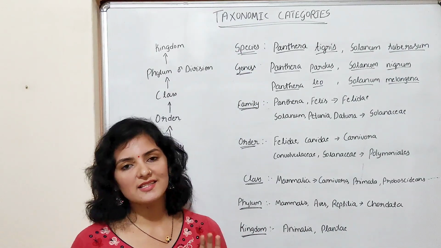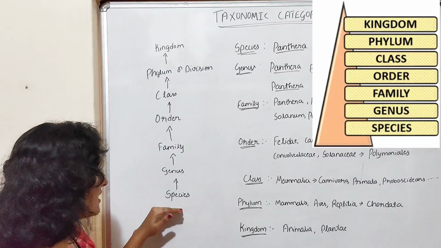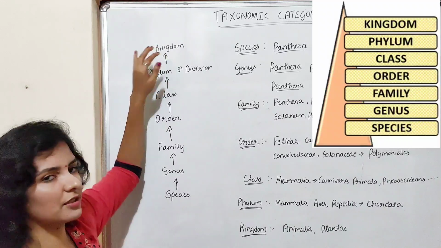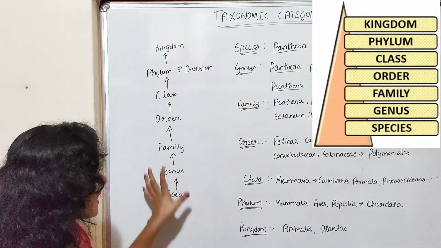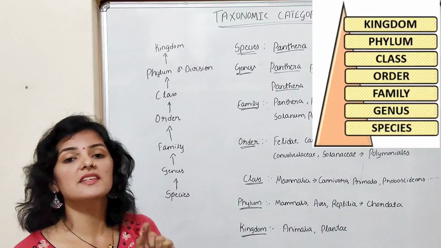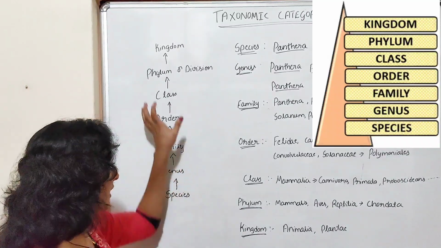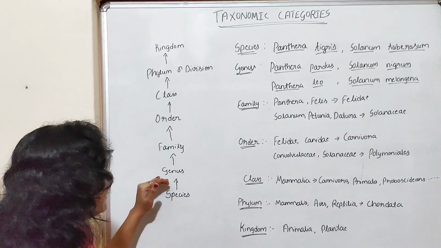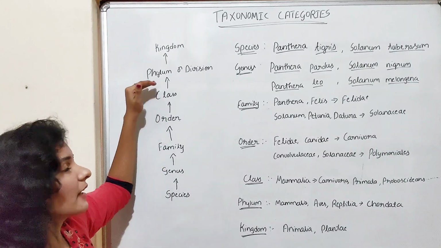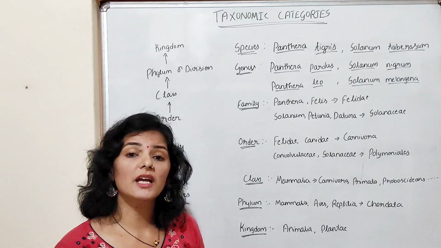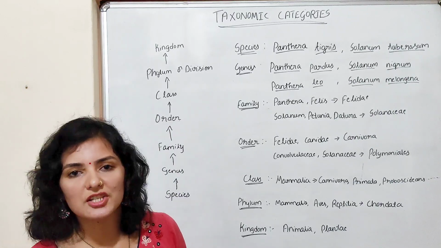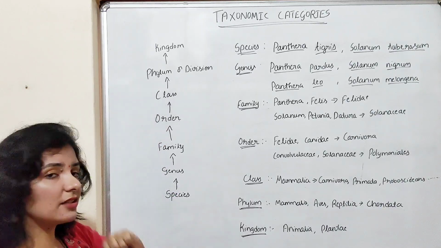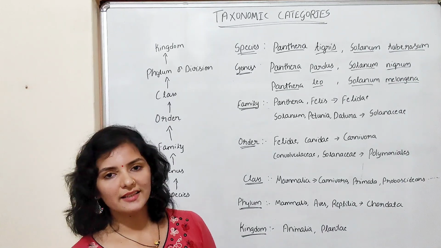And you all know that there are 7 taxonomic categories: species, genus, family, order, class, phylum or division, and kingdom. All these taxonomic categories together are called the taxonomic hierarchy. The taxonomic hierarchy consists of 7 taxonomic categories, and each category represents a particular rank or level. Sometimes each category is commonly referred to as a taxon. The plural is taxa.